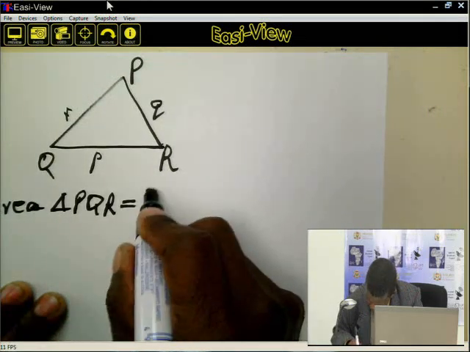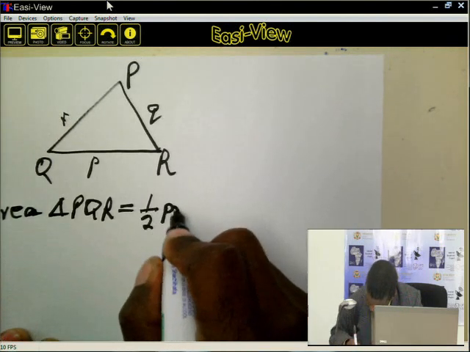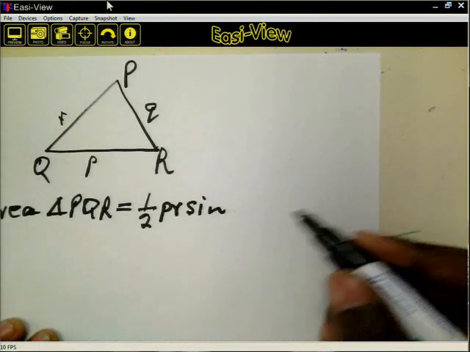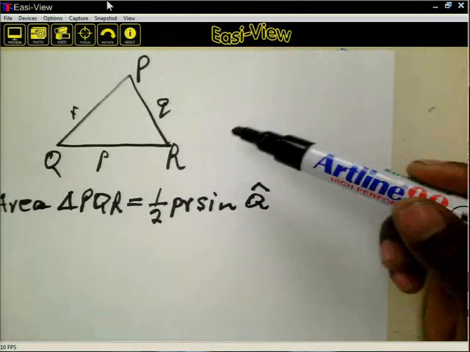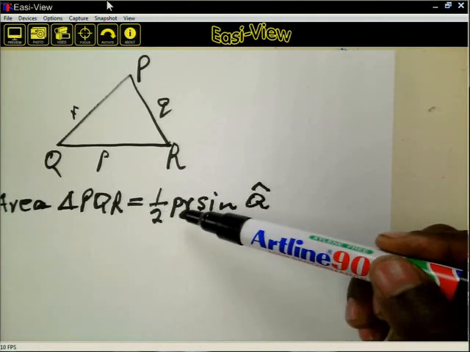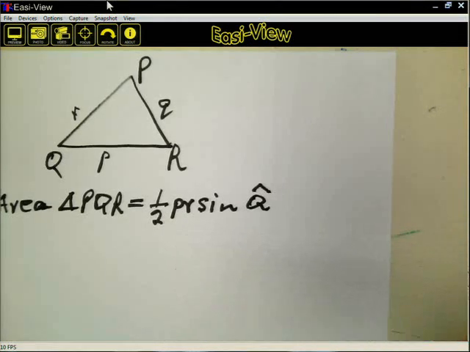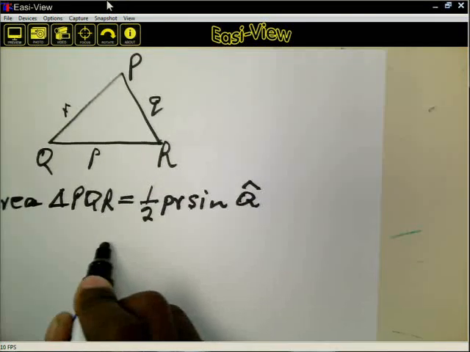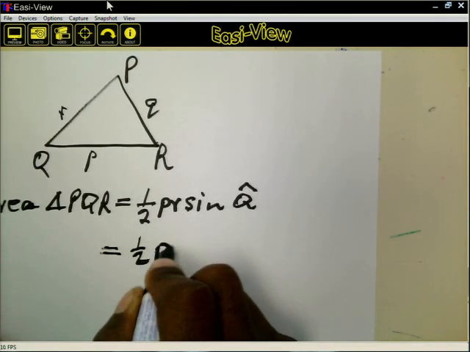is then given by a half any two sides. So let's choose PR times the sine. Note it is not the cosine this time, the sine of the included angle, and in this case it is Q. Now what directs you to use P or R? It is if both P and R are given, or we are looking for R and P is given. In other words, you are directed by the given information as to which two sides you take. So if you are not given P and R, but P and Q, then you would have half PQ.